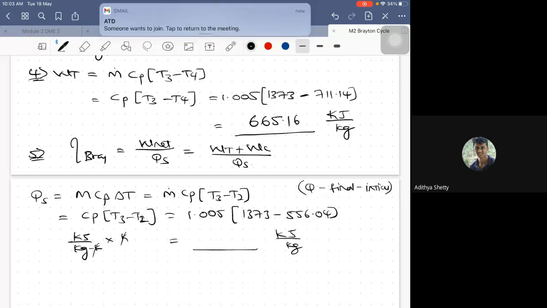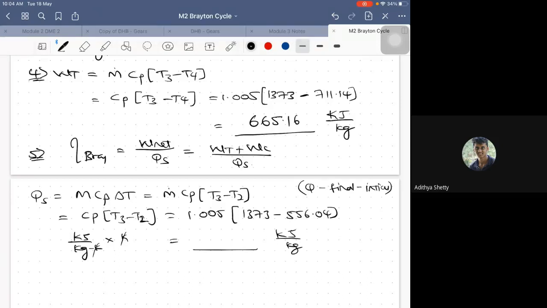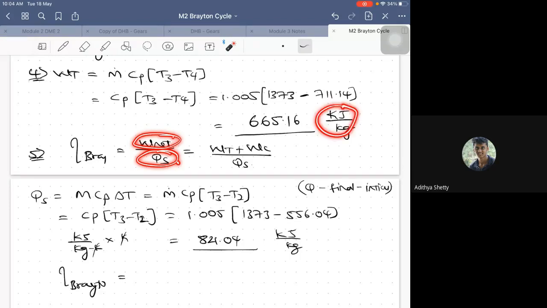What is the value of Qs? It is 821.04. While substituting the values into the Brayton cycle expression, make sure the numerator and denominator have common units. Numerator and denominator are both in kilojoules per kg.